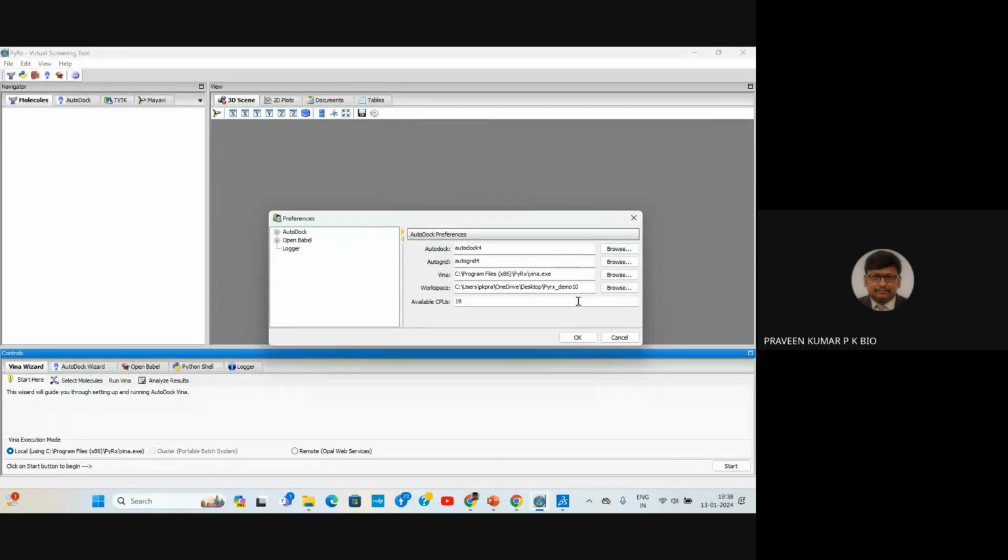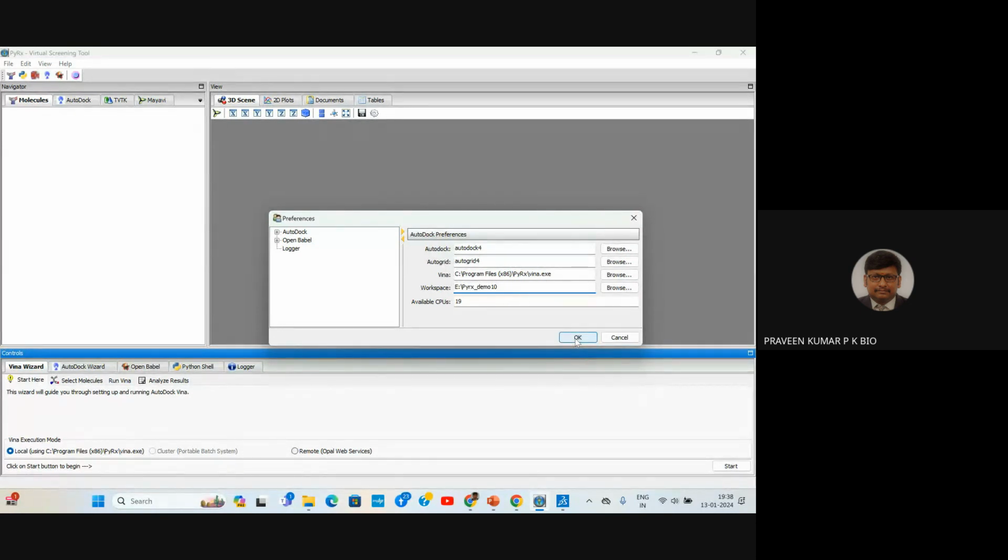But ensure whatever folder name you're going to create, there should not be any space. What I did is I used pyrx underscore demo 10. Even don't use pyrx underscore demo spacebar 10. That is also wrong. Pyrx spacebar demo 10 is also wrong. You should not have any space. If you have two words, better use underscore to join both the words. Now my workspace is E underscore the particular folder name.